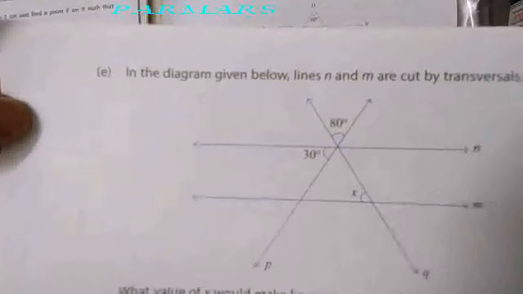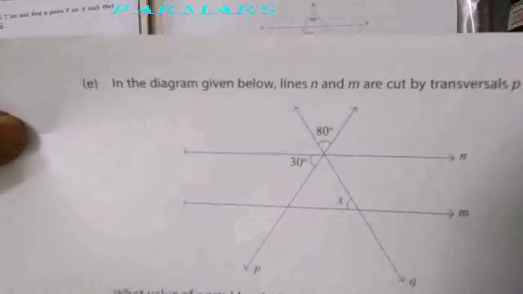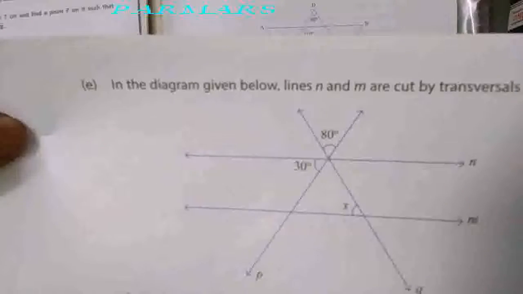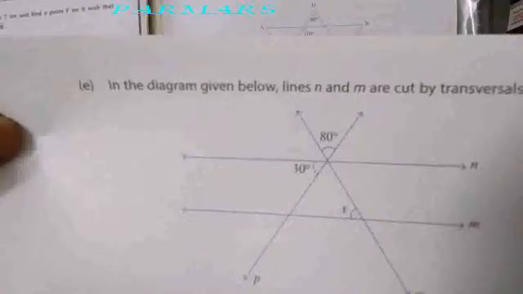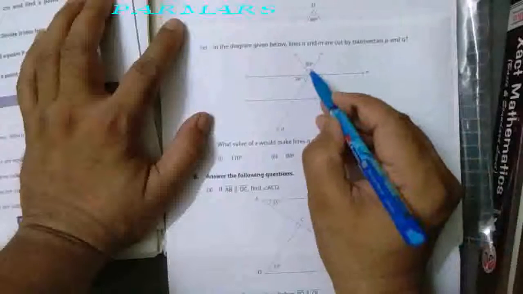Now the last one. Again you find the figure. In the diagram given below, two lines N and M are cut by a transversal. दो लाइन से कट हो रहा है, हालांकि एक ही पॉइंट पे मीट कर रहा है दोनों लाइन. What value of x would make the lines N and M parallel? These two are N and M and they are intersected by two transversals. This very angle is 80 degree, this is 30 degree and this is x degree. कह रहा है कि x की क्या वैल्यू हो कि ये दोनों लाइन पैरेलल हो जाए.